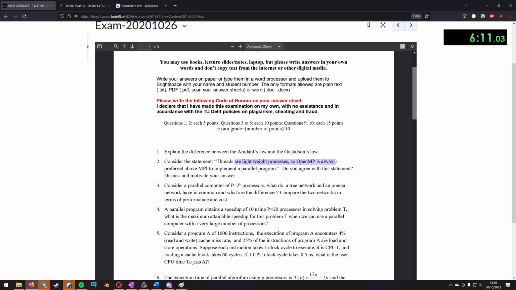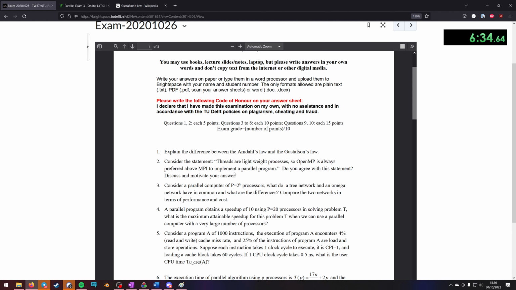Threads are lightweight processors, so OpenMP is always preferred. No. I love this about exams. They give you such an easy question because the moment they say always, you know that the answer is no. OpenMP is always preferred. Do you agree with the statement? No, because some programmers might prefer OpenMP. Bada bing, bada boom.